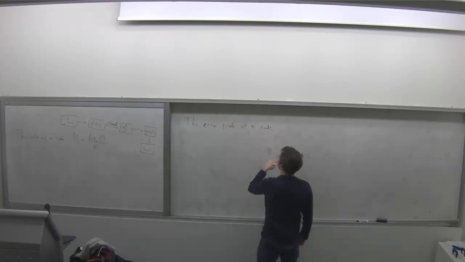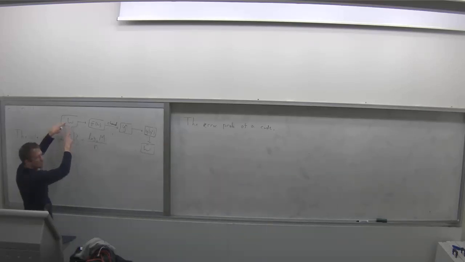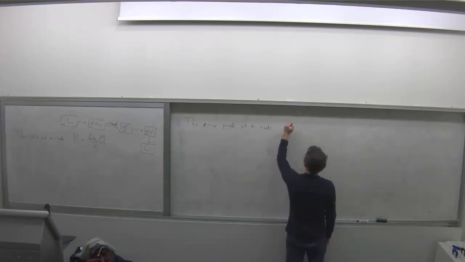So an important thing to note is that, of course, the error is going to depend on which word we send here. So for a particular code, if we send message 1, we tend to have low error, and for message 2, we'll tend to have high error. Okay, so each word will have its own error probability.